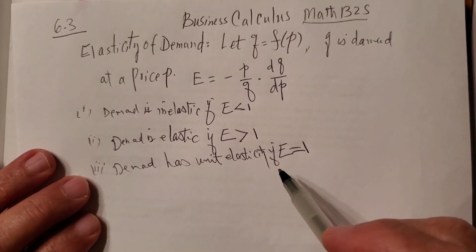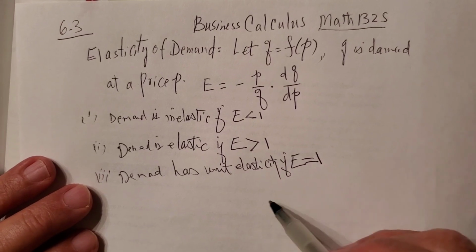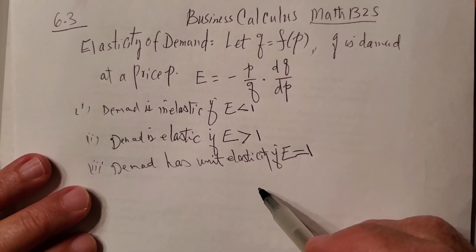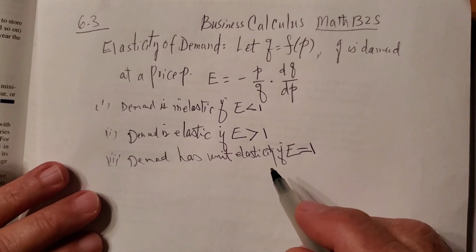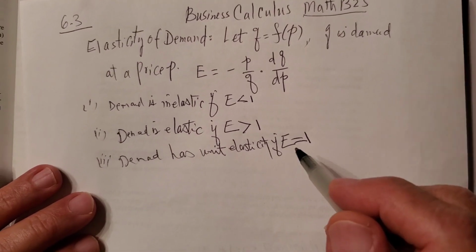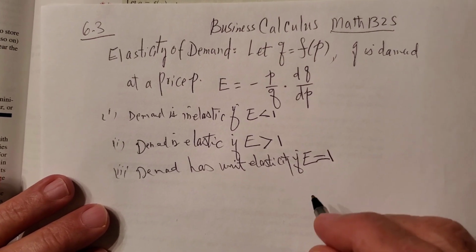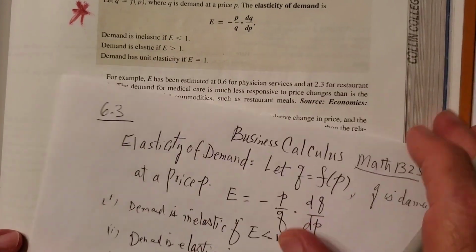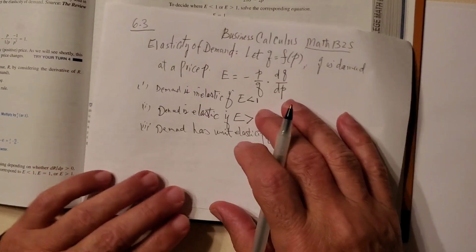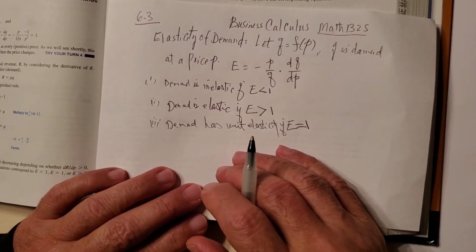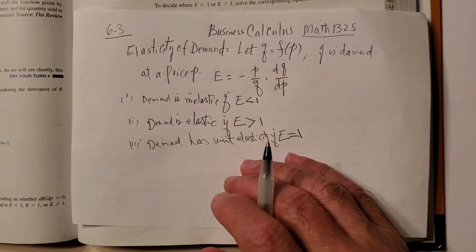The third case, which is the most important one, is when E is equal to 1. Therefore the demand has unit elasticity. In other words, by letting E be equal to 1, we can find the price, the small p. So this is the starting point. To make things a little simpler, I give you an example of elasticity from your own book.